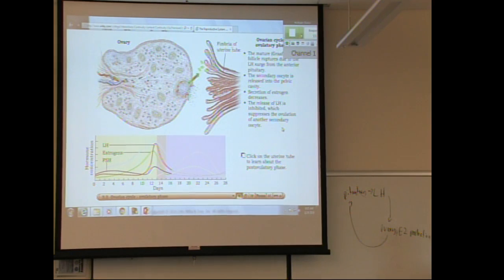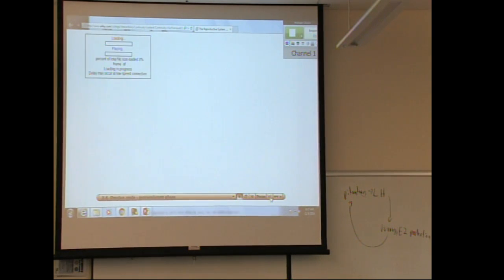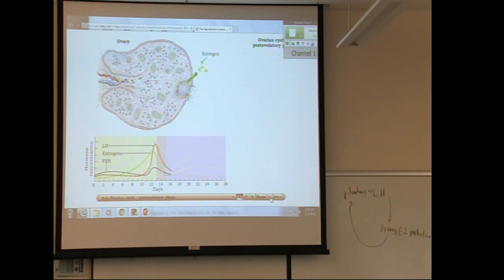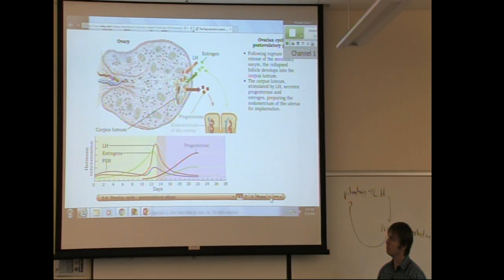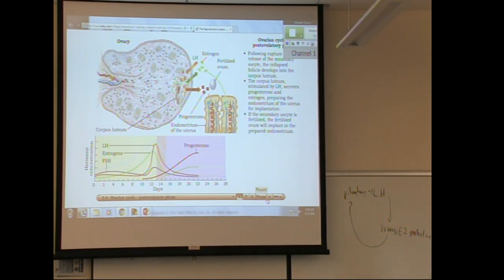Right. And what happens in post-ovulatory phase? After ovulation and the release of the secondary oocyte, the ruptured follicle collapses and becomes a corpus luteum. Stimulated by luteinizing hormones, the corpus luteum secretes progesterone and estrogen. This prepares the endometrium of the uterus for implantation. If the secondary oocyte is fertilized, the resulting embryo will implant into the prepared endometrium. If the secondary oocyte is not fertilized, it degenerates.